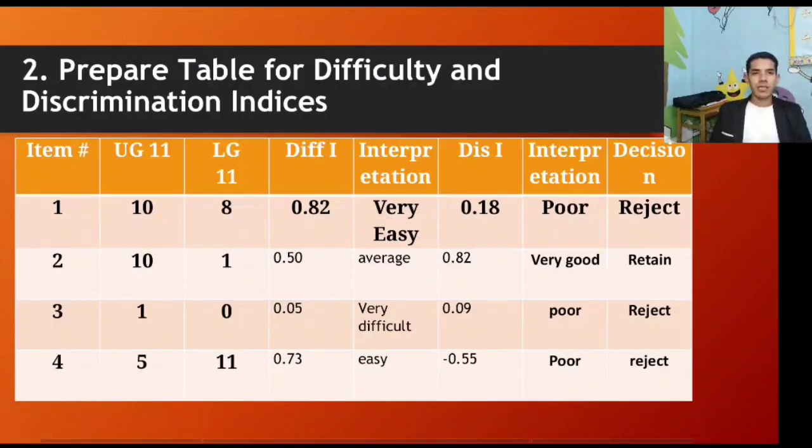While in the discrimination index, we have to subtract 5 minus 11, that is negative 6, divided by 11, or the 27% of the test takers or the population. Negative 6 divided by 11 is equal to negative 0.55, which means poor, because below 0.20 is poor interpretation. And our combination for that is easy and poor. That's why it is reject.